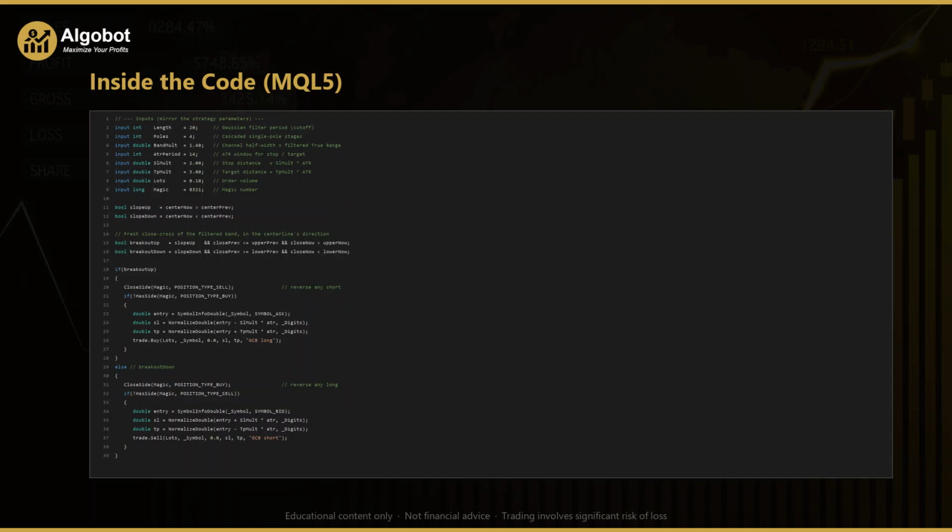In the buy block, the strategy first calls close side on any short to reverse it, then confirms it isn't already long. It reads the ask price, sets the stop at entry minus stop multiplier times ATR, sets the target at entry plus take profit multiplier times ATR, and calls trade.buy. The sell block is symmetric.